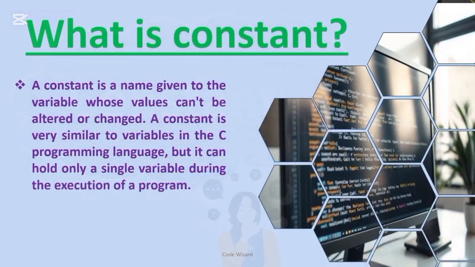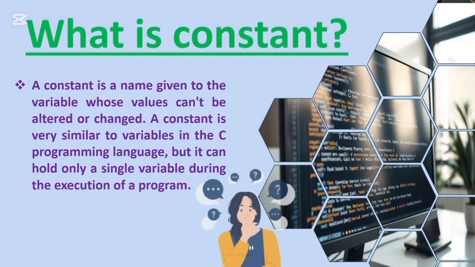What is a constant? A constant is just like a variable, but with one big difference. Once it's given a value, that value cannot be changed during the execution of the program. They ensure that certain values stay consistent, whether it's tax rates or any critical value that should never be altered.